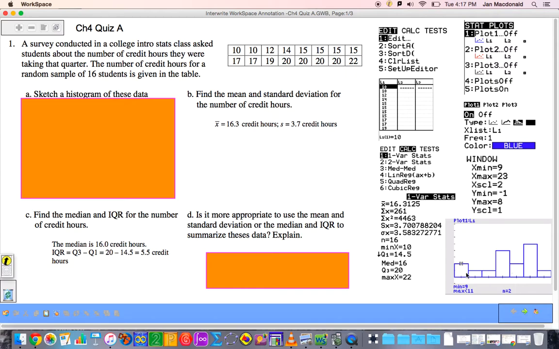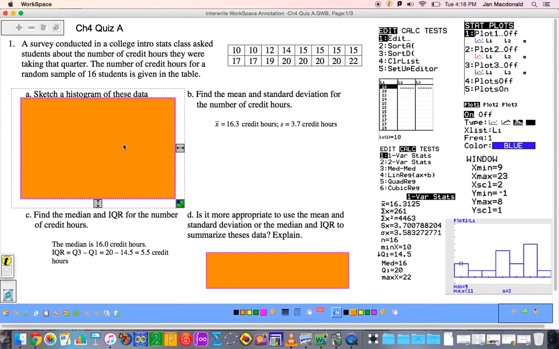If you hit the trace key, you'll notice your icon appears at the top of the first bar. It tells you the numbers in this bar are any numbers 9 but less than 11, so 9 and 10 credit hours. Notice there's no decimals here. And there are 2 students who said they had either 9 or 10 credit hours. As a matter of fact, 2 students had 10 credit hours. And you can arrow over and find out how many are in each bar using that trace function. That's very nice.